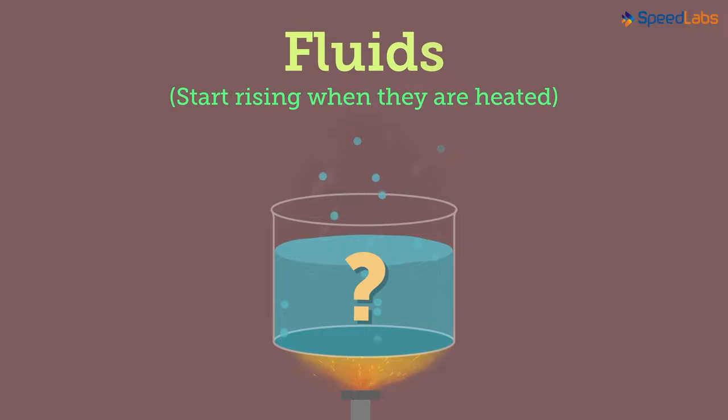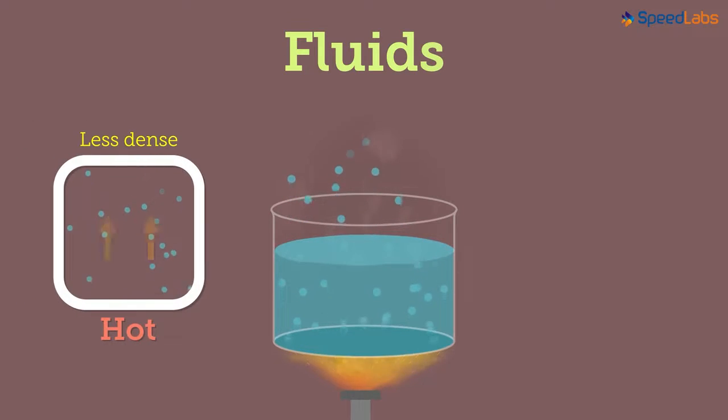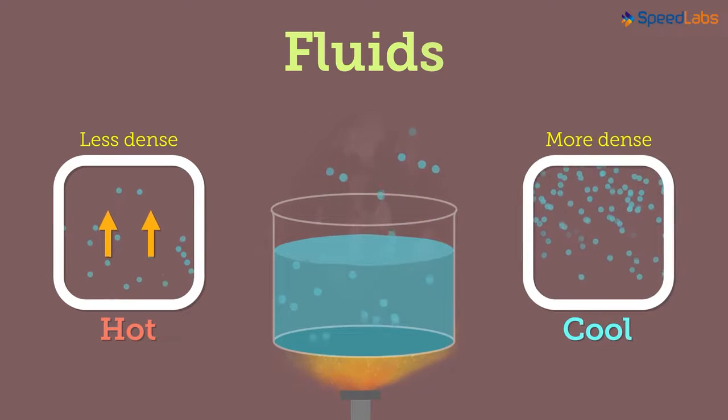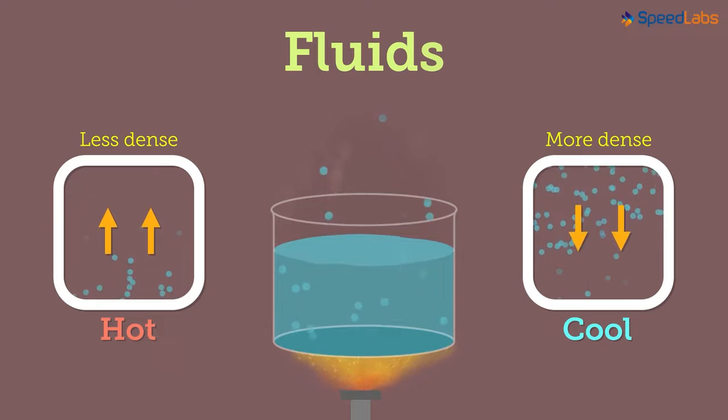But why does a fluid rise up when it's heated? When a fluid is heated, its molecules start moving away from each other. The hot fluid becomes less dense and hence lighter and rises up. The cooler fluid is heavier and relatively denser and hence goes downwards.